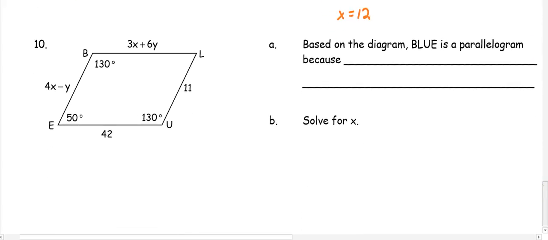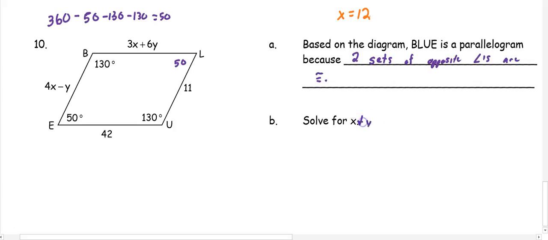In number 10, I have 3 of my angles right now. Remember, because it's a 4-sided figure, they all equal 360 degrees. So I can subtract the angle measures I know already and get that the missing angle is 50. This helps show that my opposite angles are congruent. So I have 2 sets of opposite angles congruent, so it's a parallelogram. So now I'm going to solve for x and y.